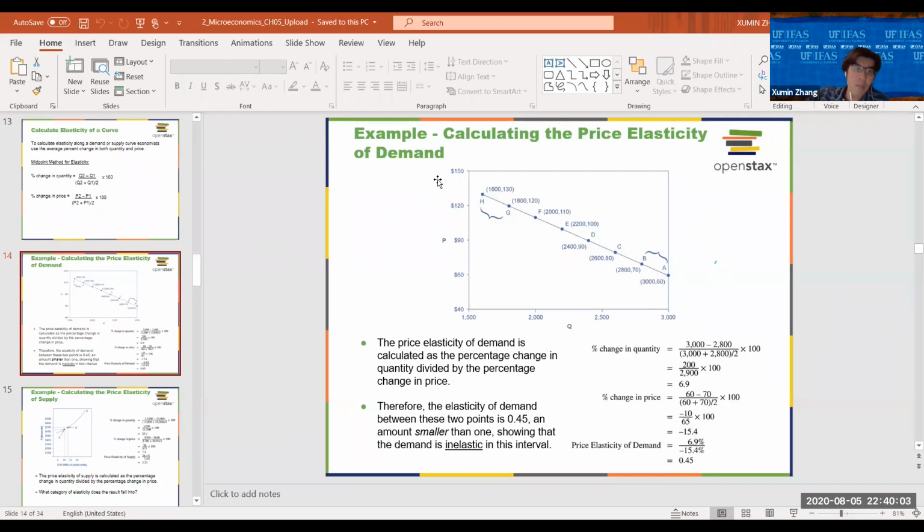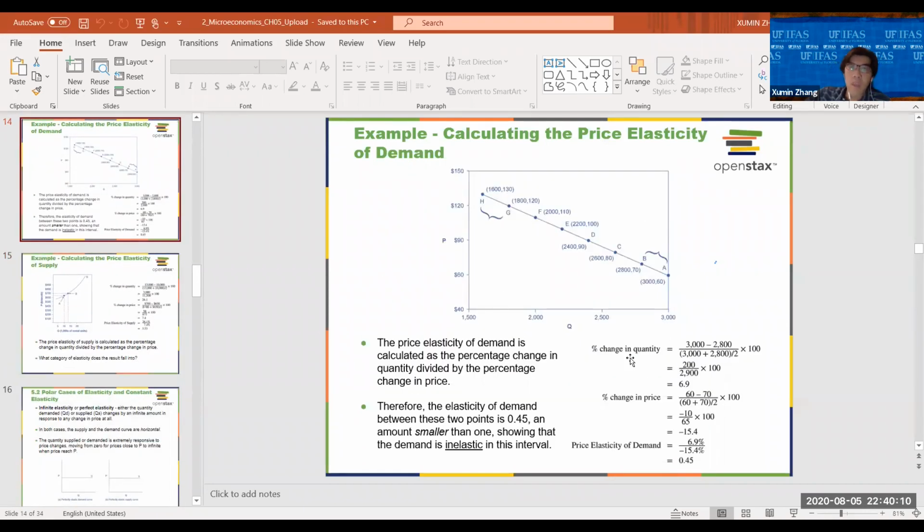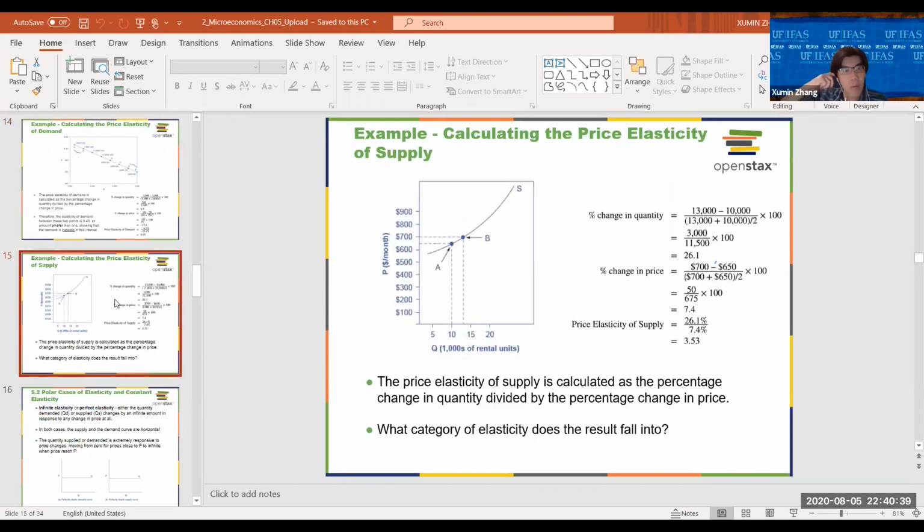But if we are talking about the H and G points, no, this is another example. If we calculate H and G, you can try to calculate H and G. The quantity difference is 1,600 to 1,800, and the price is 130 to, let's say, 120. You can use the same formula to calculate that. That one will be something above 1, okay? So which is elastic.